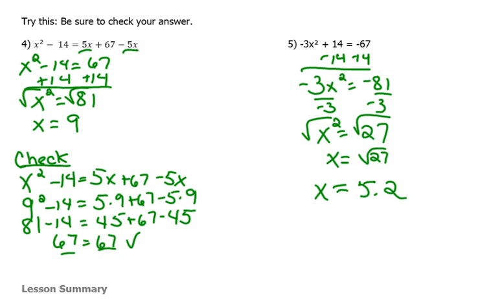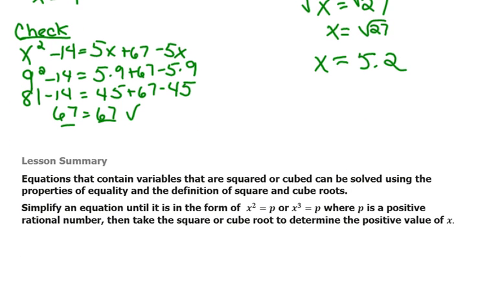All right, a little bit of a lesson summary here. Equations that contain variables that are squared or cubed can be solved using the properties of equality and the definition of square and cube roots. Simplifying an equation until it is in the form x squared equals p or x cubed equals p. We talked about that. And then you take the square or cube root. So that's what we did.